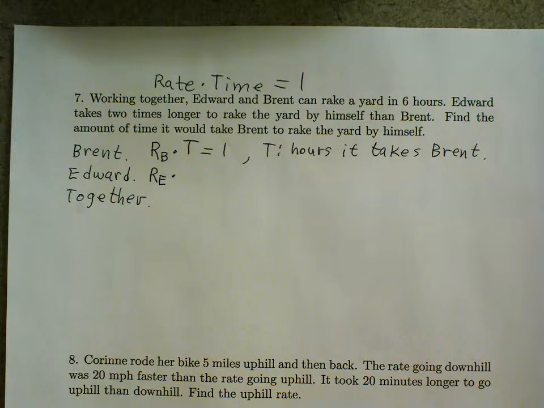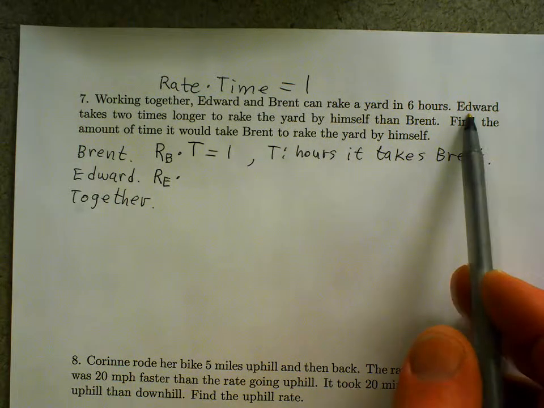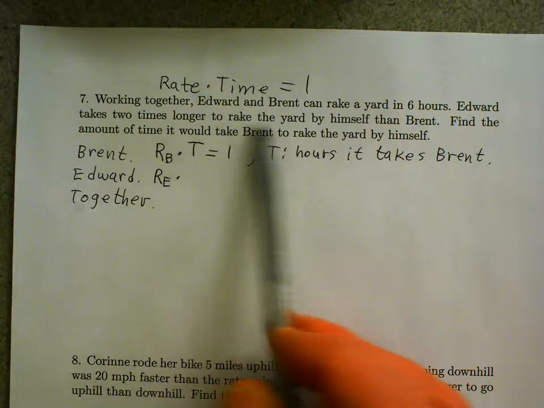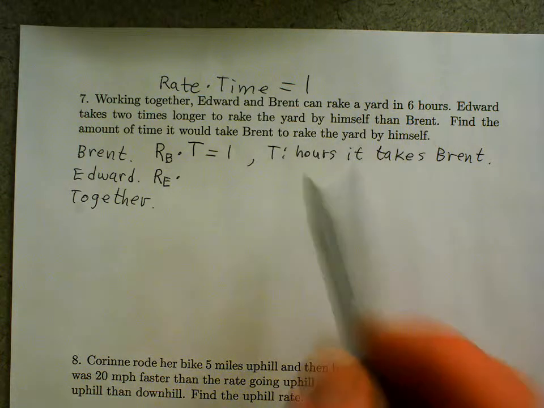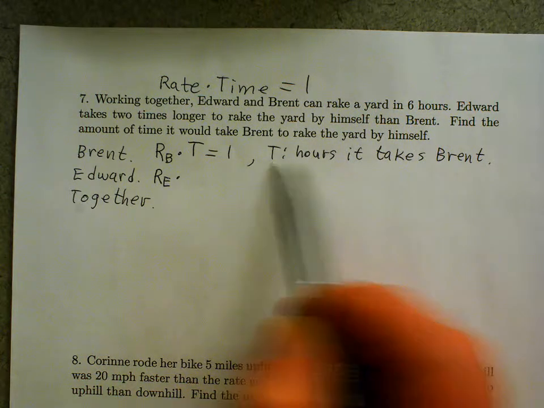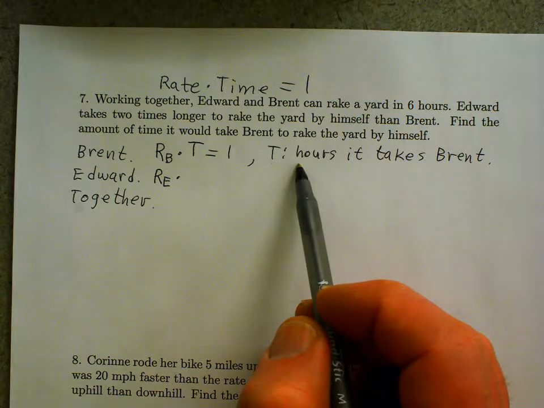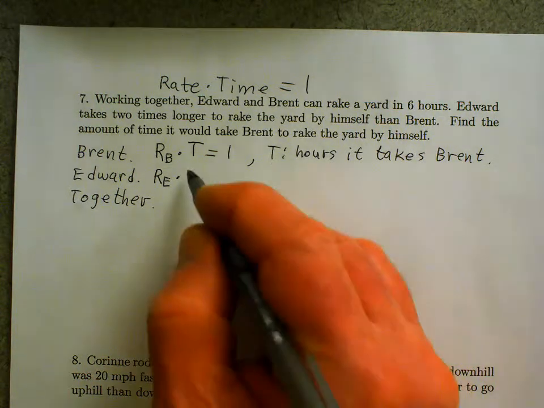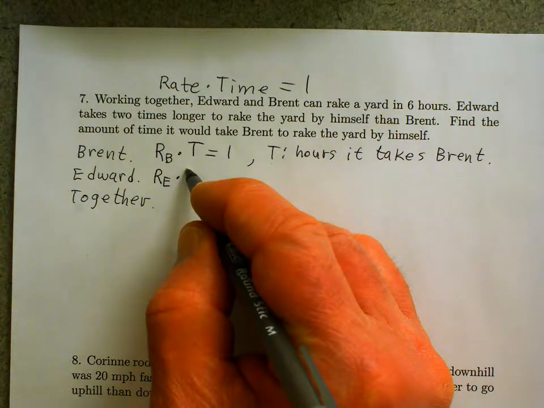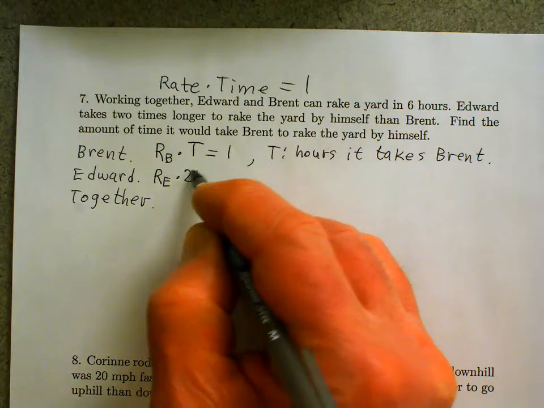Times it by 2. Times what by 2? The T. Yeah. We're told that Edward takes 2 times longer to rake the yard by himself than Brent. So we're using T to represent the amount of time it takes Brent, T hours. So Edward takes twice as long. So for Edward's time, we write 2 times T.